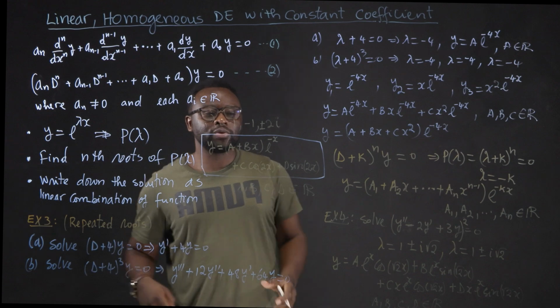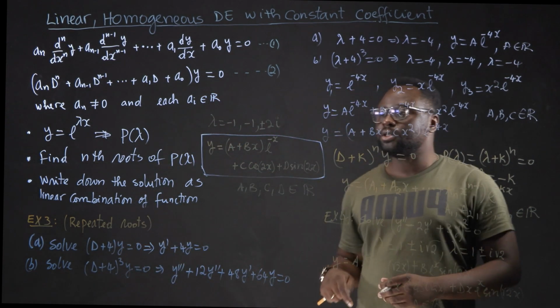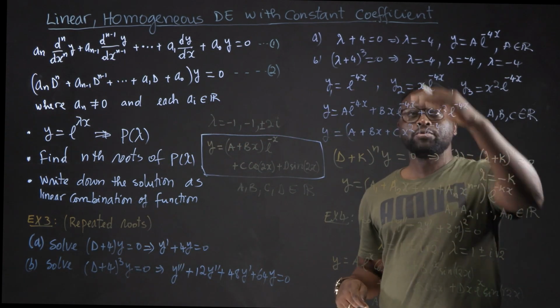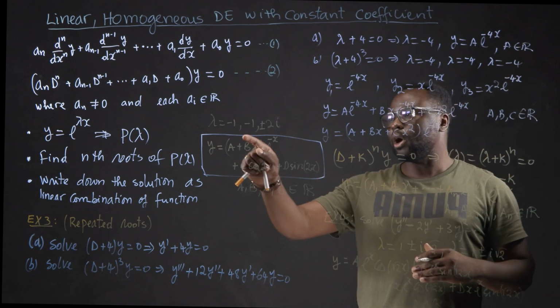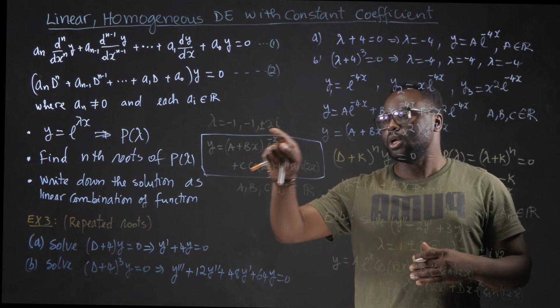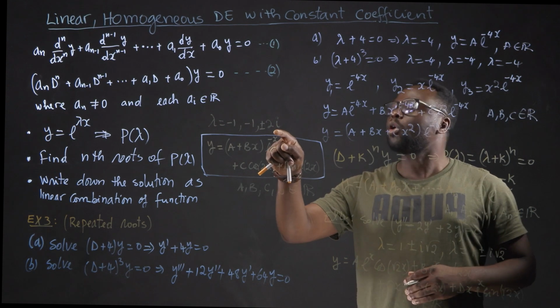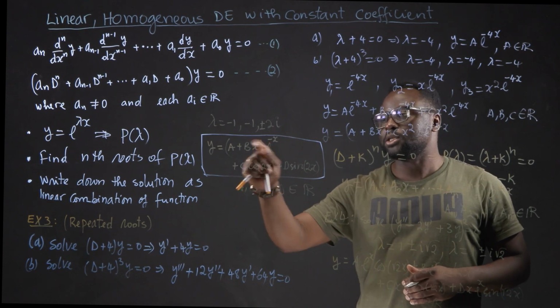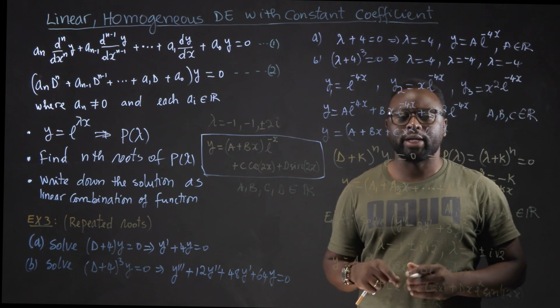So I hope you were able to get this solution. If you can't get this solution, you just have to check again, follow the procedure as I say. You know how to find the repeated simple root, and you also know how to find the complex root. So this is just a combination of these two, repeated and complex root, okay?